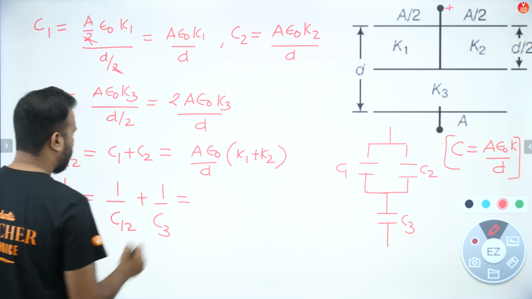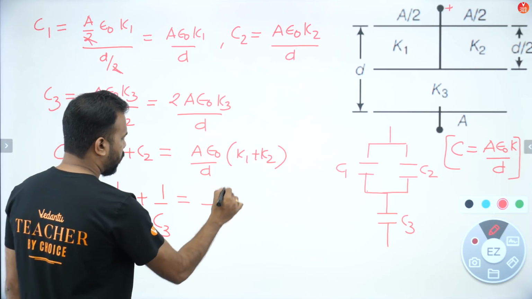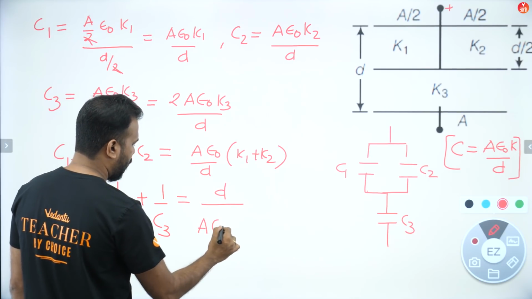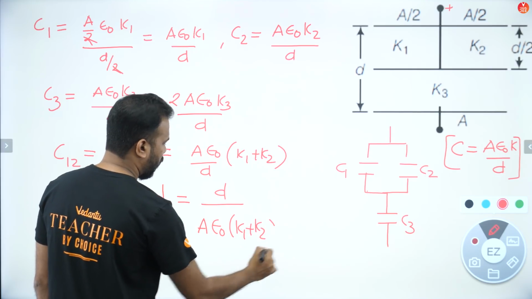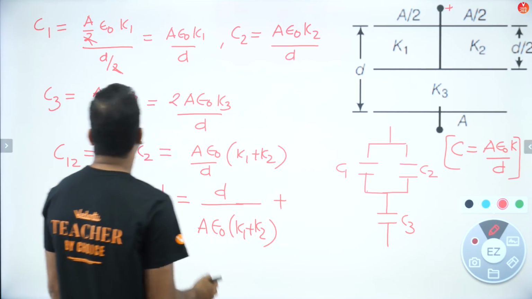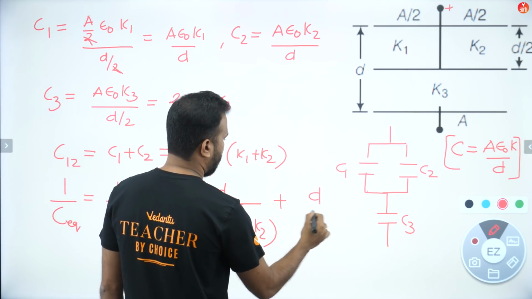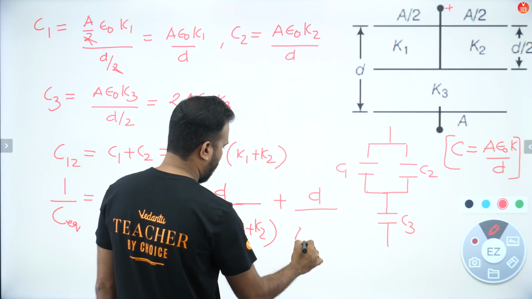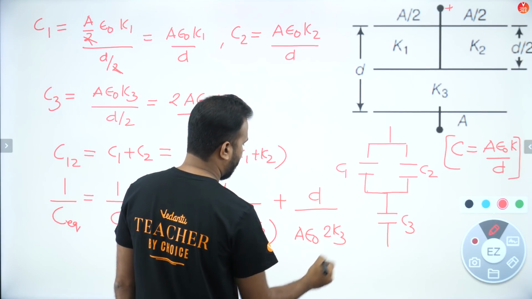So let's do that. Put the values here. For C12, we have to put the reciprocal, so D by A epsilon naught (K1 plus K2). And the other one, you can see this one, is D by A epsilon naught 2 K3.